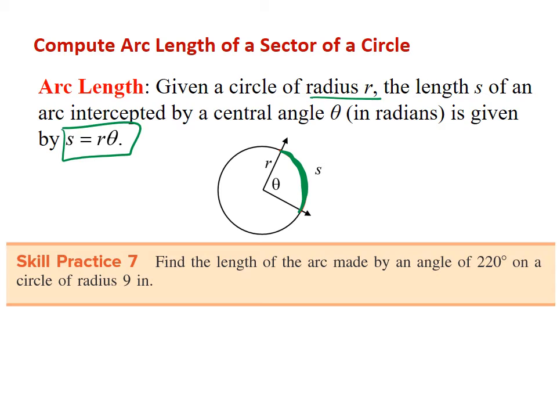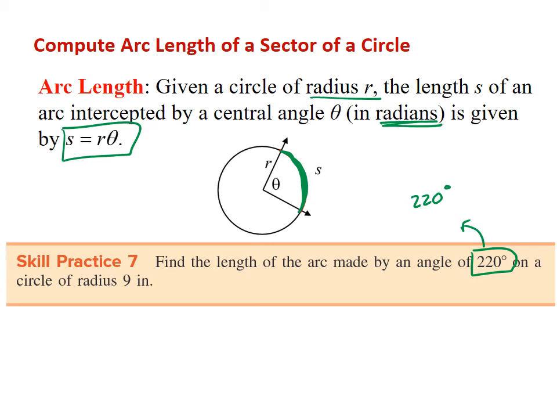One thing you absolutely must know is that theta must be measured in radians. If you are not given the angle measure in radians, then you need to convert it. If you look at our example here, it says find the length of the arc made by an angle of 220 degrees on a circle of radius 9 inches. Well, looking at this, I see that my central angle is measured in degrees. So I need to go ahead and convert this real quick using some information that we learned previously.